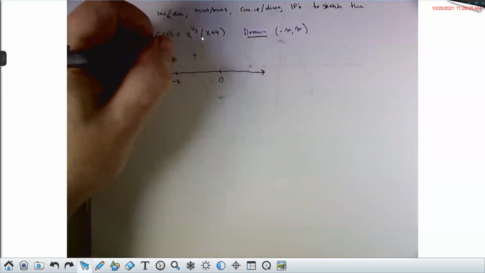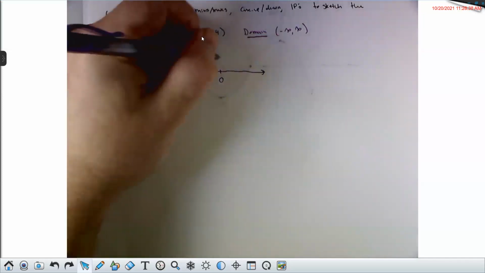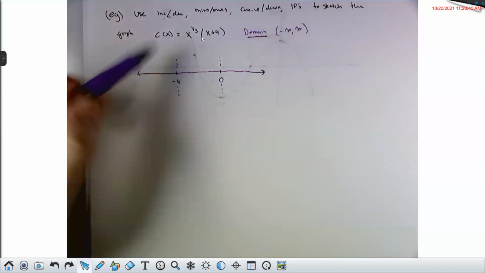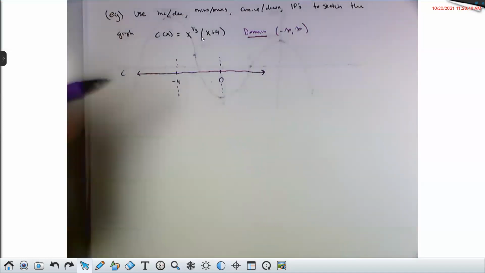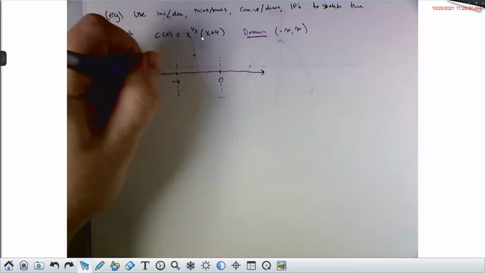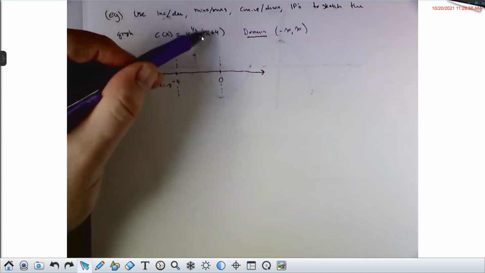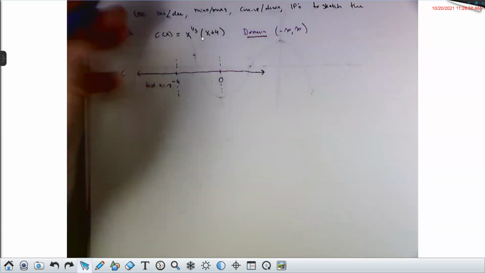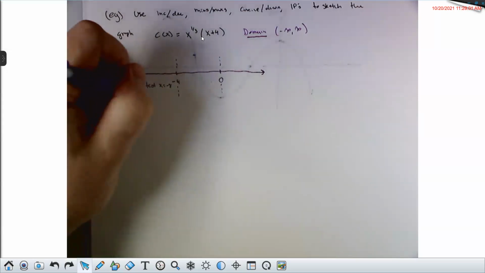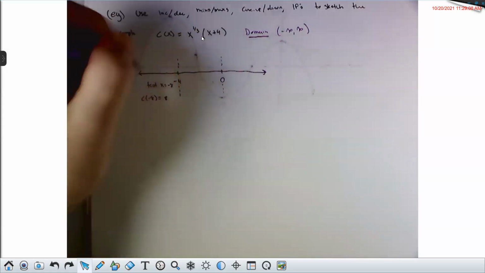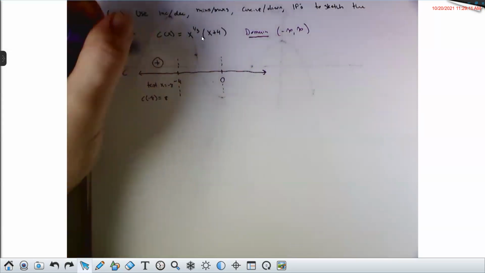And that will chop my number line for the function itself up into 3 regions. And I just want to know, where's my function positive, where is it negative? So if I plug something negative, let's pick a perfect cube, like -8. Then this piece would be -2, and -8 plus 4 is also negative. That would be -4, so C of -8 is -2 times -4, which is +8. So my function is positive over here.